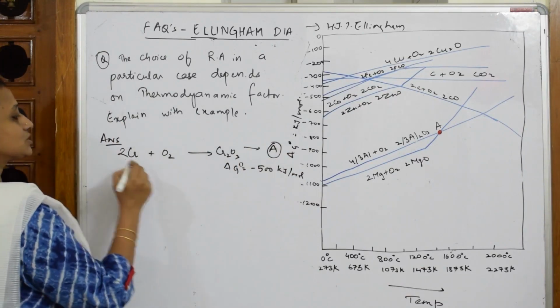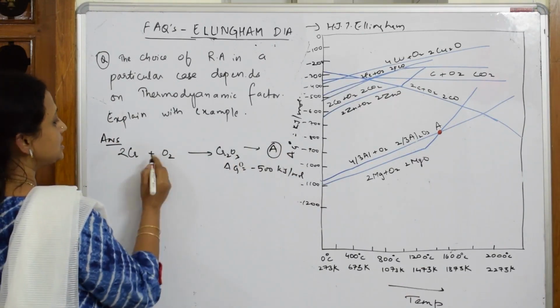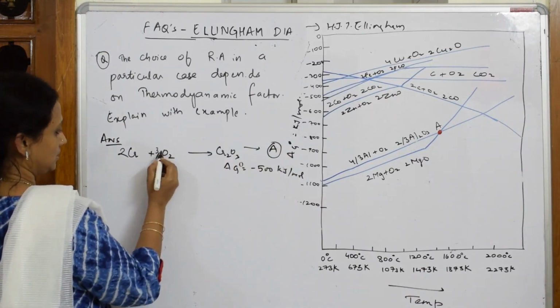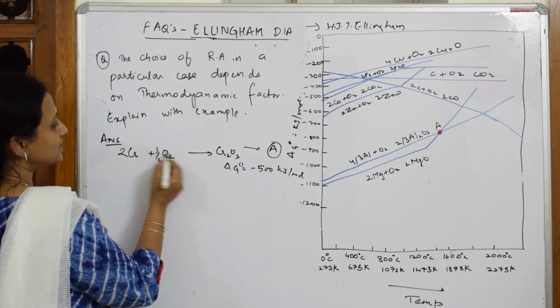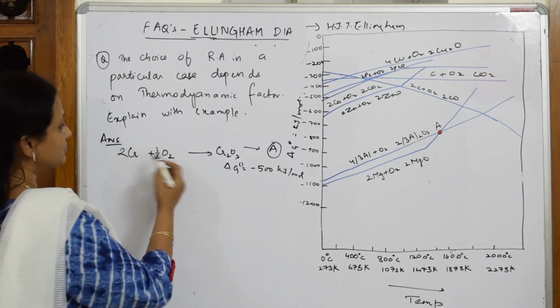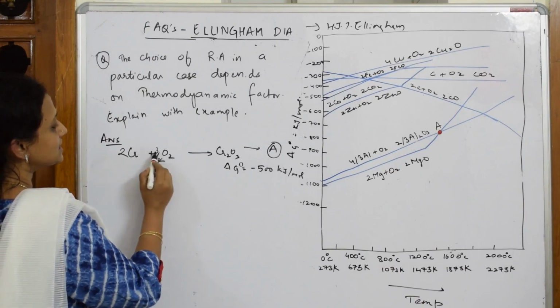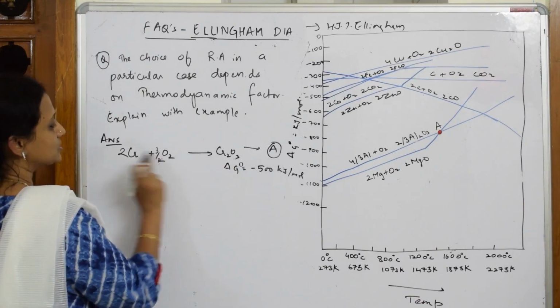Let us balance. This is 2. Now, oxygen is 3, so I multiply by 3 by 2. Just see, 2 and 2 get cancelled. Leftover is fractional balancing, so simple. When I cancel this, leftover is 3 oxygens. So, 3 oxygens, the same thing.